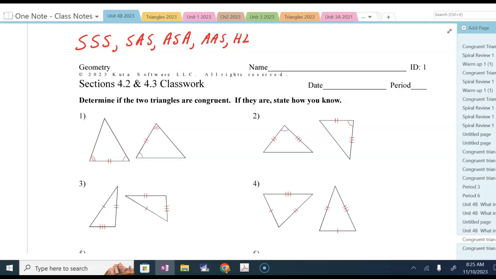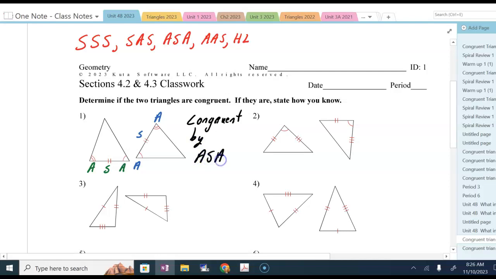So if you look at problem number 1, we have an angle, a side, and an angle in the triangle on the left. And in the right triangle, we have an angle, a side, and an angle. So these two triangles are congruent by angle, side, angle.